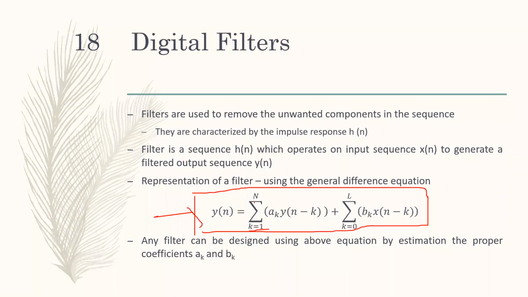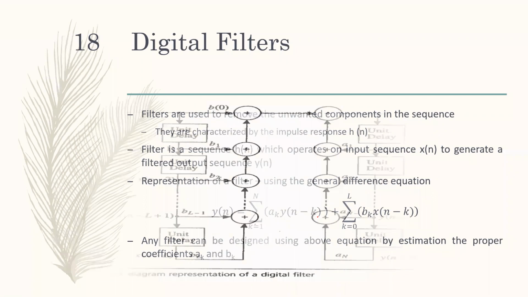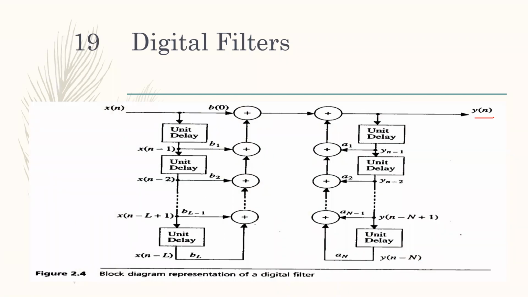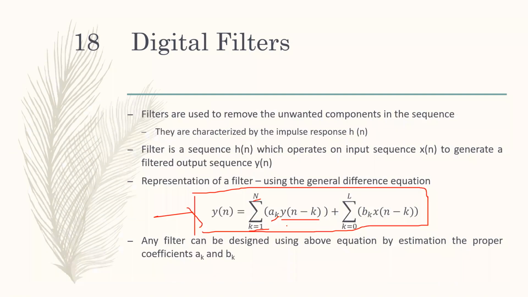So k is from 1 to N and the coefficients are a1, a2 up to aN, and here we have y of n minus 1, n minus 2, up to n minus N. If I look at the block diagram, y of n is already present. What remains is y of n minus 1, y of n minus 2, and so on up to y of n minus N. The coefficients for these delayed versions are a1, next a2, up to aN minus 1, and the last one is aN. These are the coefficients related to the output sequences.